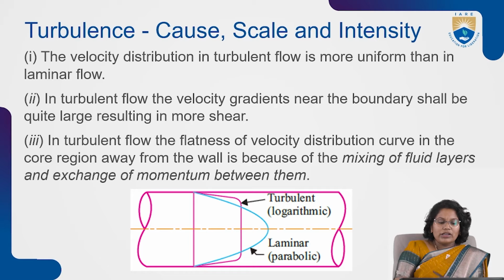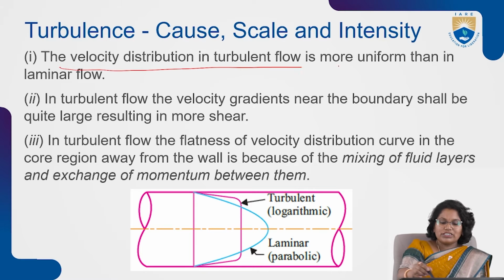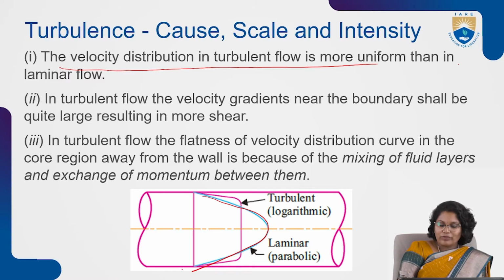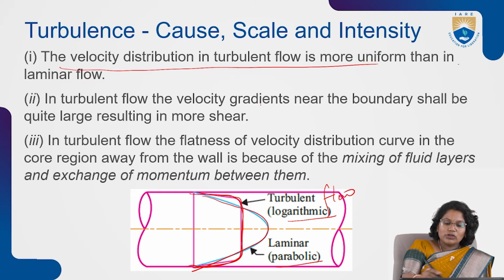So here, the velocity distribution diagram in turbulent flow is more uniform than in a laminar flow. This blue one is your velocity diagram for laminar flow. It is a parabola, and the velocity diagram for turbulent flow is logarithmic, right? So the laminar flow is not uniform.